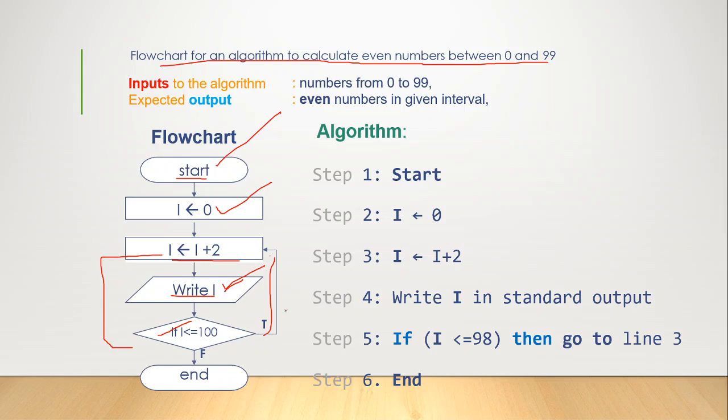When I is equal to 100, then 100 is less than or equal to 100, this is true, and then again the value of I becomes 100 plus 2, 102, and then it writes 102, and then it checks 102 is less than or equal to 100, this is false, and then this is the end of the flowchart. But we see here it will print up to 102.